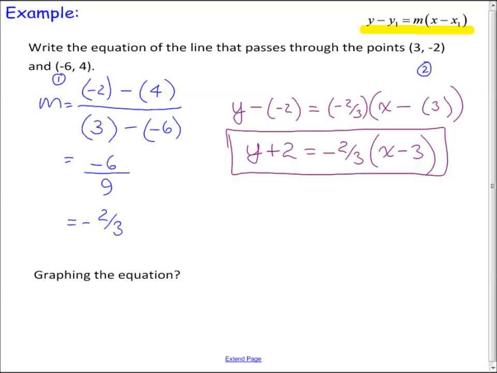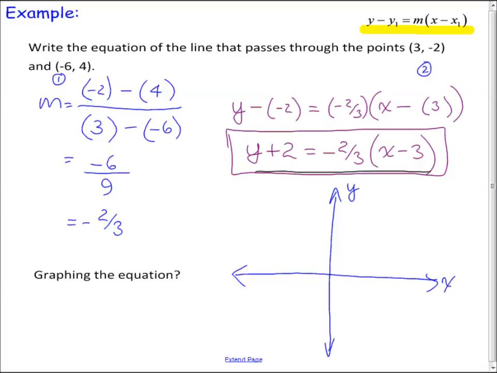Now, if I wanted to graph this equation, it's also in a form that will make it very simple for me to do that. I'll start with my x and y axes, a rough sketch, and I know I'm working from the point, I know from this form that I have the point (3, -2), and I can then pick another point simply using the slope of negative 2/3. If my slope is negative, that means my change in x and change in y have to be different. They can't both have the same sign.